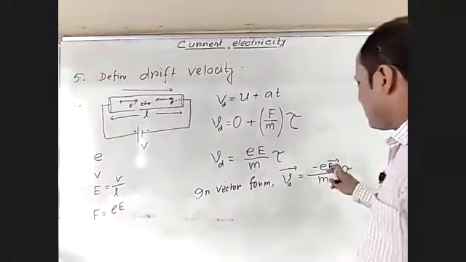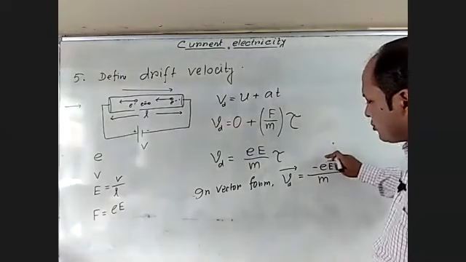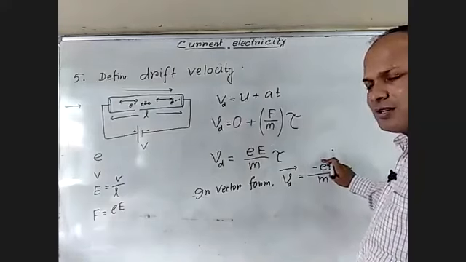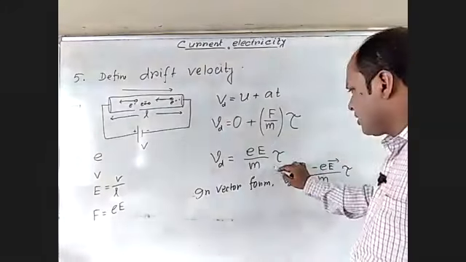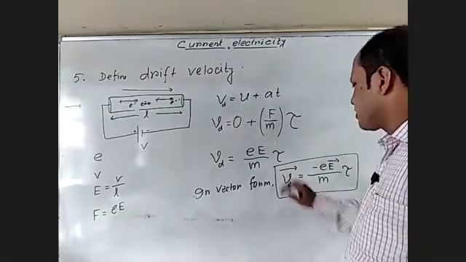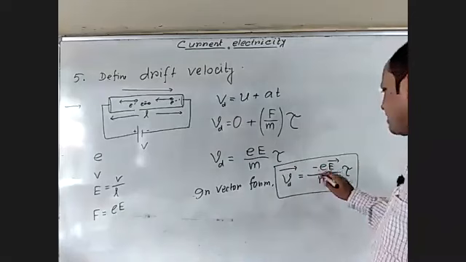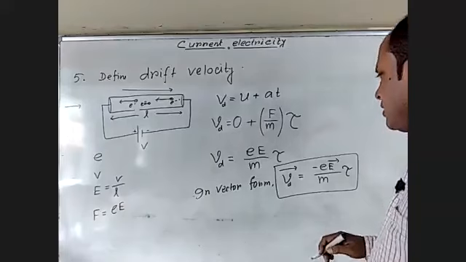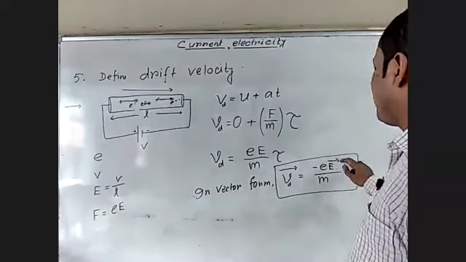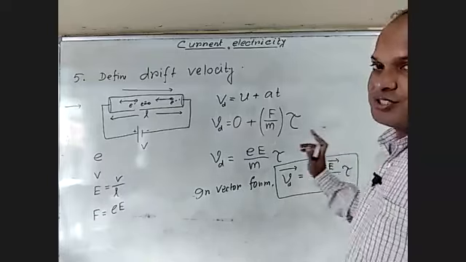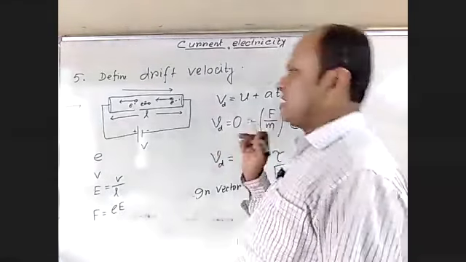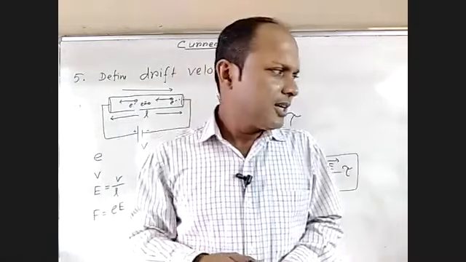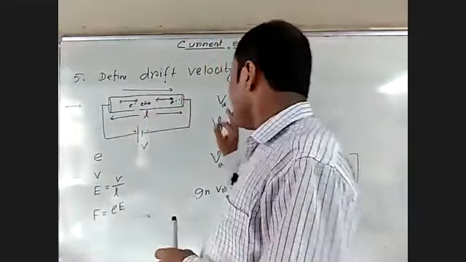You can also say that the electron charge is considered as negative. That is why a negative sign is introduced. So the expression of the drift velocity is Vd vector equal to minus eE vector by m into tau. What is the relation between Vd and E? They are opposite. Vd is in one direction, E is in the opposite direction. So what drift velocity is, is clear to everyone, and also its expression.